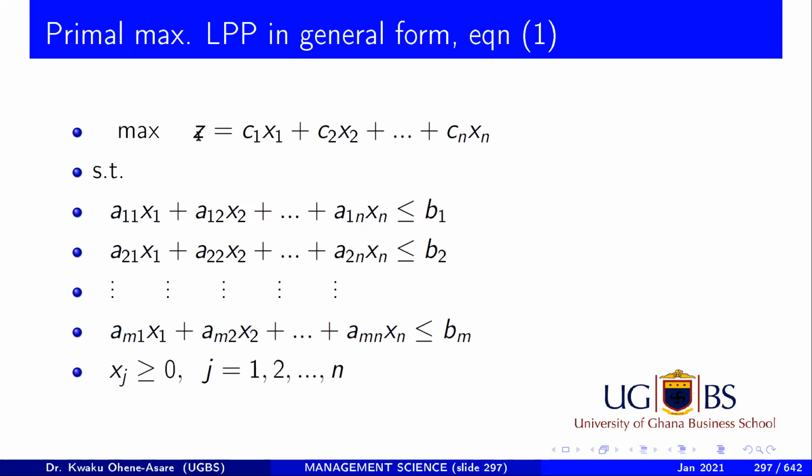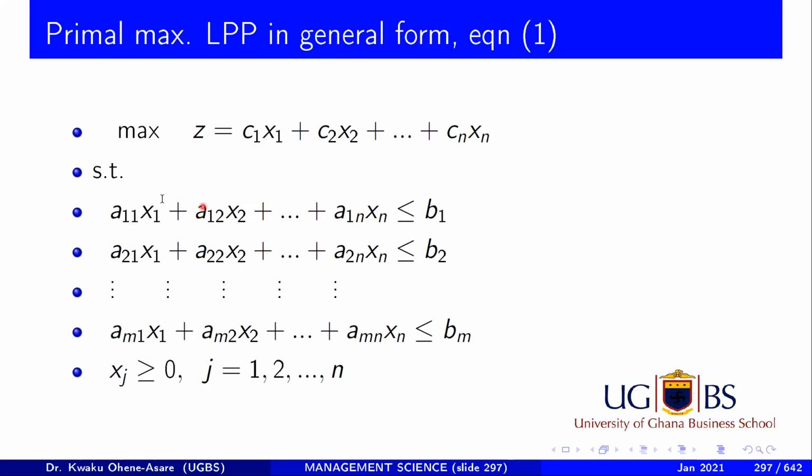Let me see whether I can move this slightly up here for you. You are maximizing Z. And this Z is equal to C1 X1 plus C2 X2. These C's are the coefficients. And the X's are the decision variables, all the way up to the number of variables n, subject to some constraints. But look at a constraint. You have A11 X1, A12 X2, all the way to A1n Xn less than or equal to B1.